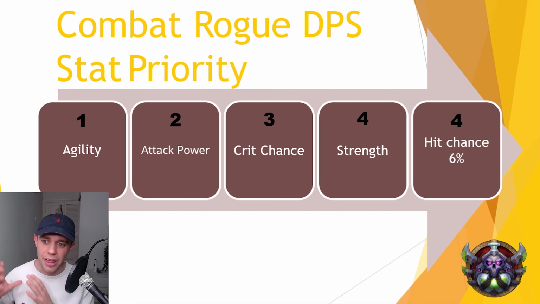Then we're going to go with strength, and then we're going to go with our hit chance, getting that to 6%, because the Sunken Temple bosses are two levels above us, and that equals 6% hit cap.